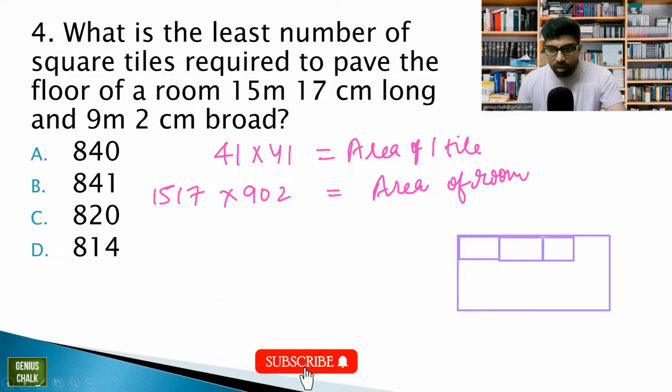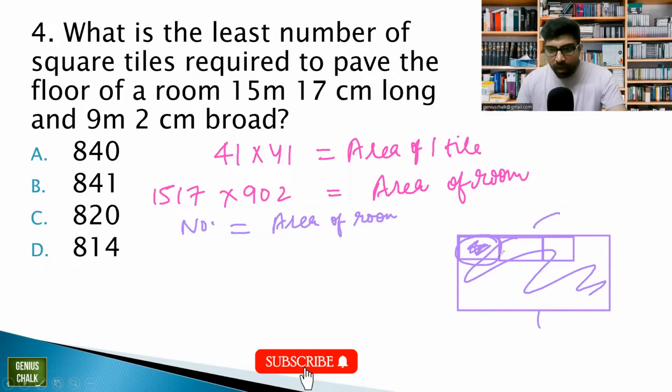So suppose I know the size of one tile. This is the overall area of the room. The number of tiles will be equal to the total area of the room divided by the area of one tile. So basically just divide it. This is the only point.